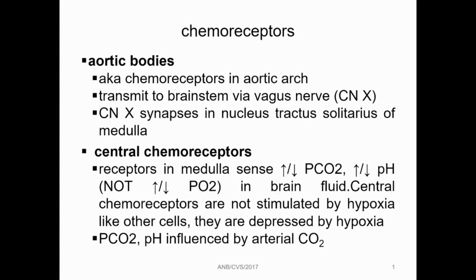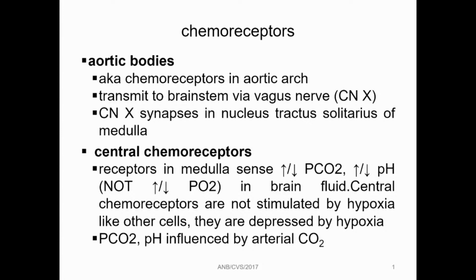Similarly, they sense either a decrease or increase in the pH, but they do not sense the change in the partial pressure of oxygen in brain fluid. The central chemoreceptors are not stimulated by hypoxia, remember that. Like the others, they are depressed by hypoxia. The partial pressure of carbon dioxide and the pH are influenced by arterial carbon dioxide.